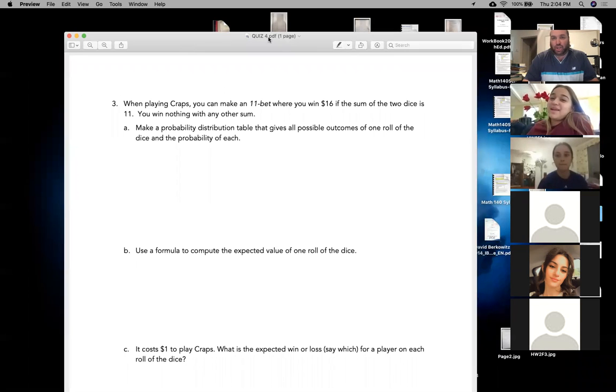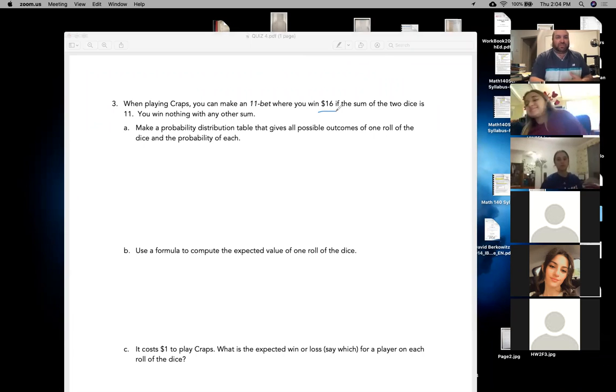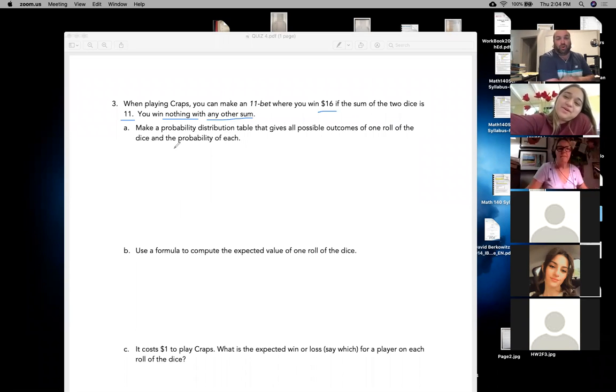Okay, when playing craps, you can make an 11 bet where you win $16 if the sum of two dice is 11 and you win nothing with any other sum. Okay, so those are the important pieces of information. Part A, make a probability distribution that gives all possible outcomes of one roll.